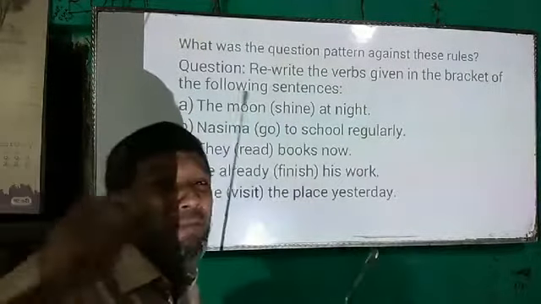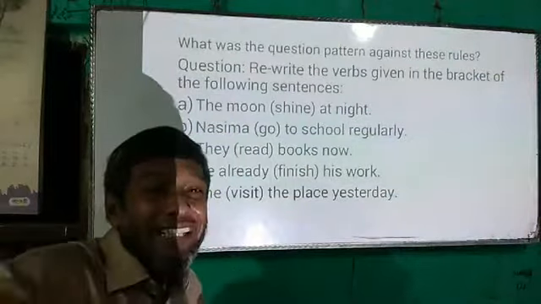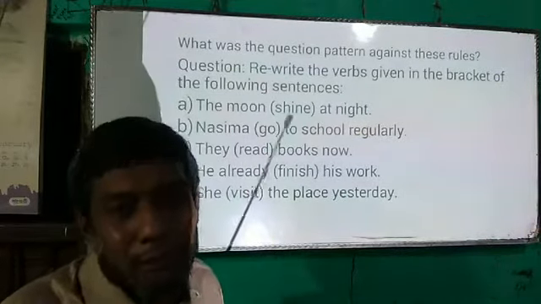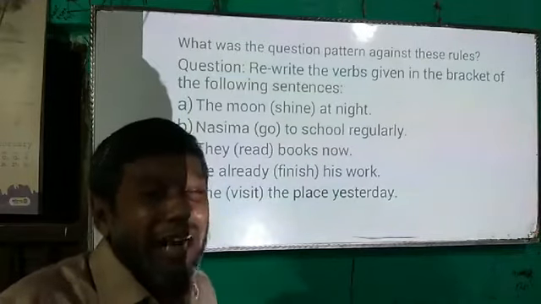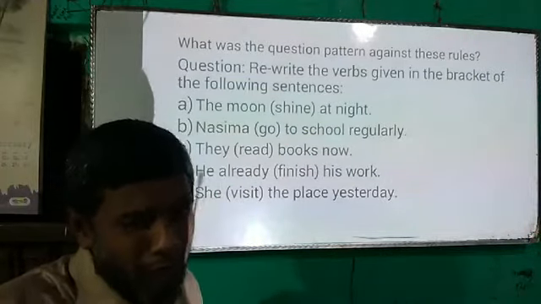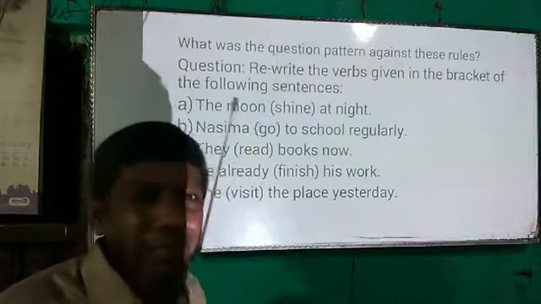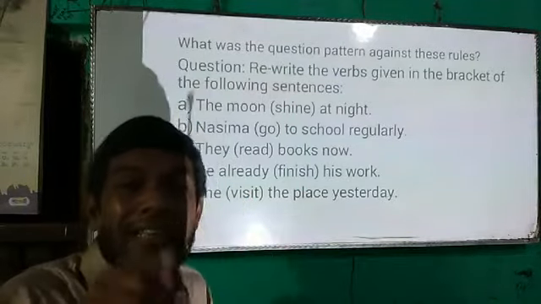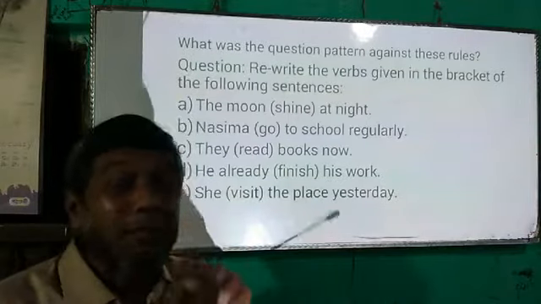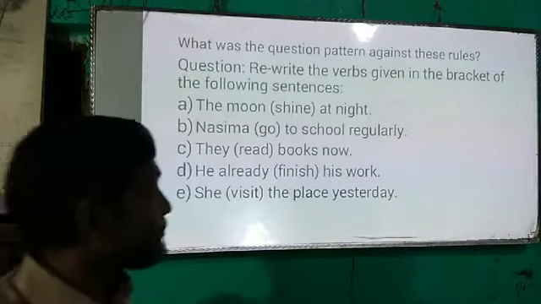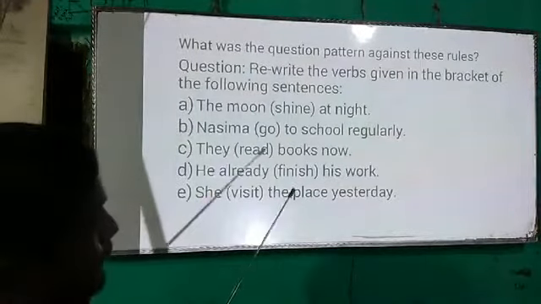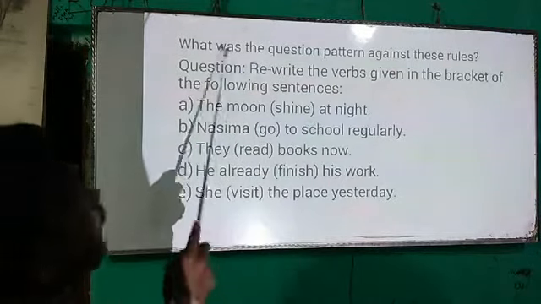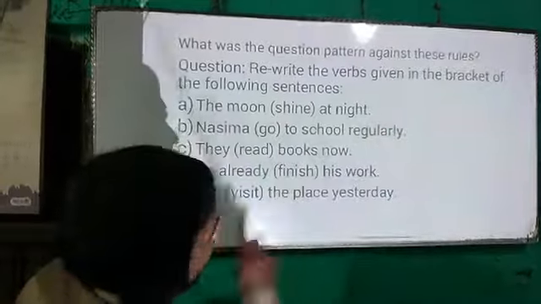Now I am going to tell you one thing. These rules: if the sentence becomes present indefinite and the subject becomes third person singular number, then I must have to use s or es with the verb. We know it, we can memorize them. But when these rules were written in the English grammar books, at that time, the question pattern was like this. So I have written a question of the past times here. What was the question pattern against these rules?